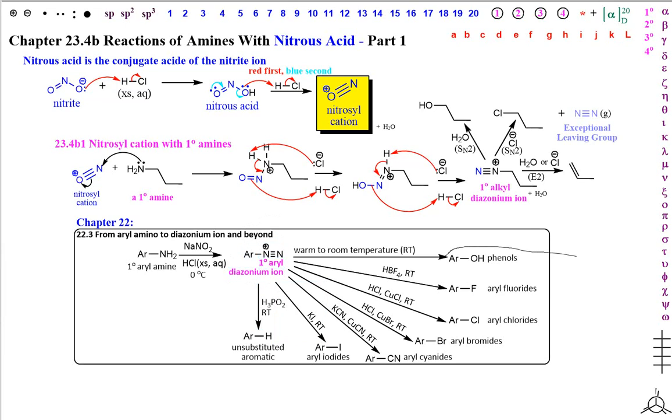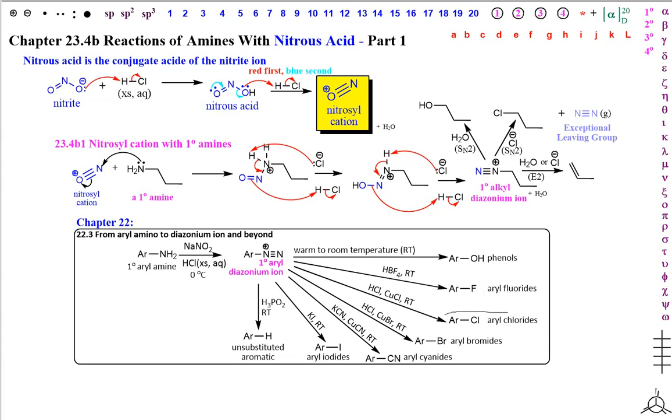In fact, this is our only way we've learned to date about how to make an aryl phenol. You take your aryl diazonium ion, warm it up to room temperature, and the water in this mixture is what provides the oxygen for the OH. Aryl fluorides can be made using fluoroboric acid. Warm it up to room temperature, and you get your aryl fluoride.